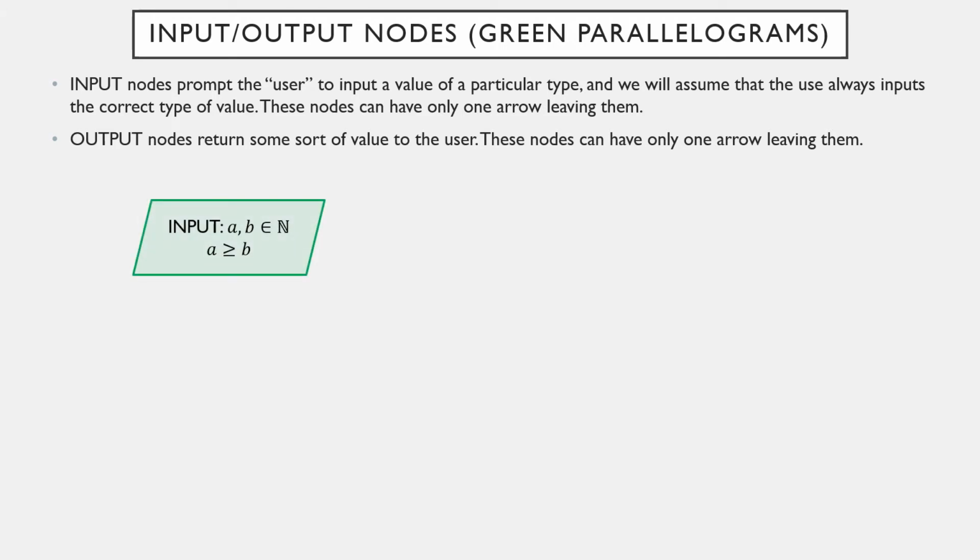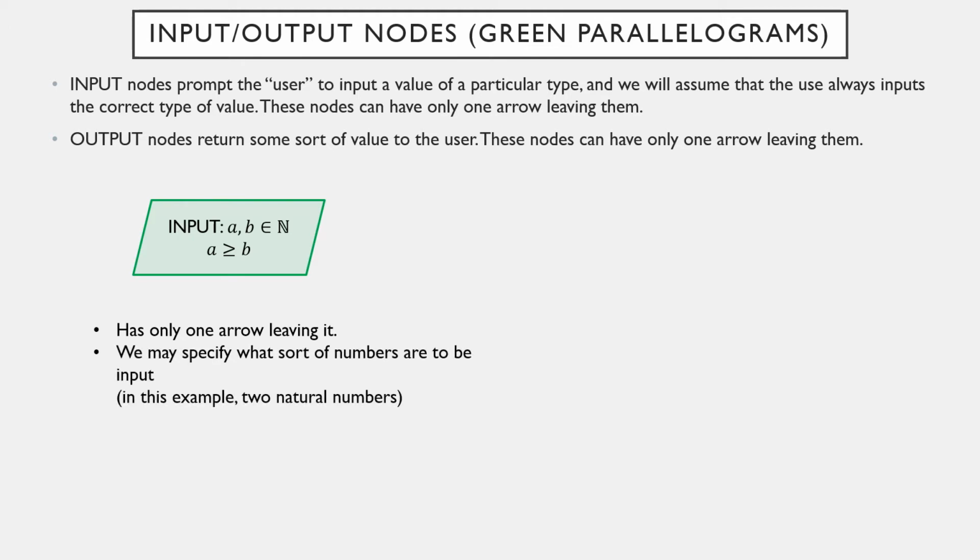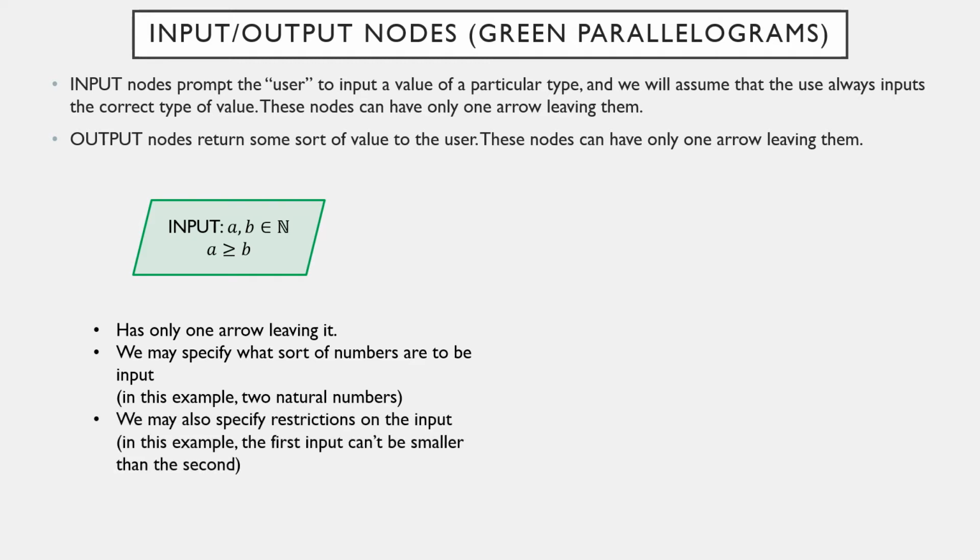So here is an input node, and it specifies that you are to input a and b, which are 2 natural numbers, and a is bigger than or equal to b. It will now have one arrow leaving it, which I haven't drawn. You get to specify what sort of data is being input. In this example, a and b have to be natural numbers, and you get to assume from this point forward that they are. You also get to put restrictions on your input. It's not necessary to, but in this example, we have specified that a must be bigger than or equal to b, and from this point forward, you get to assume that you really did input the correct type of data.